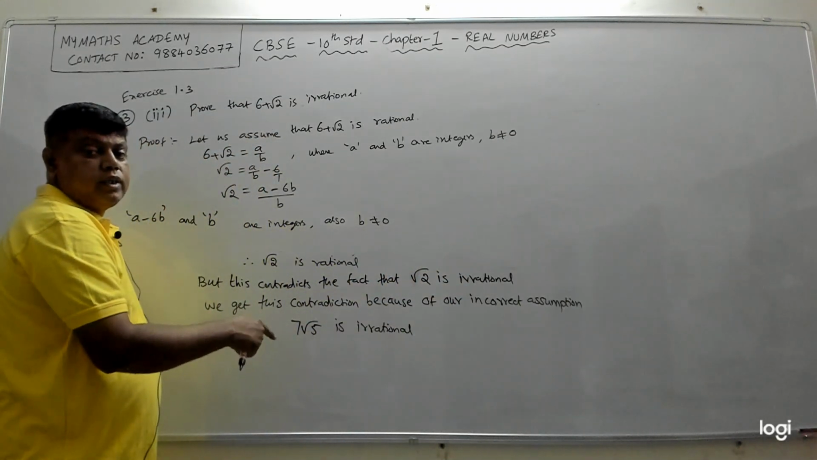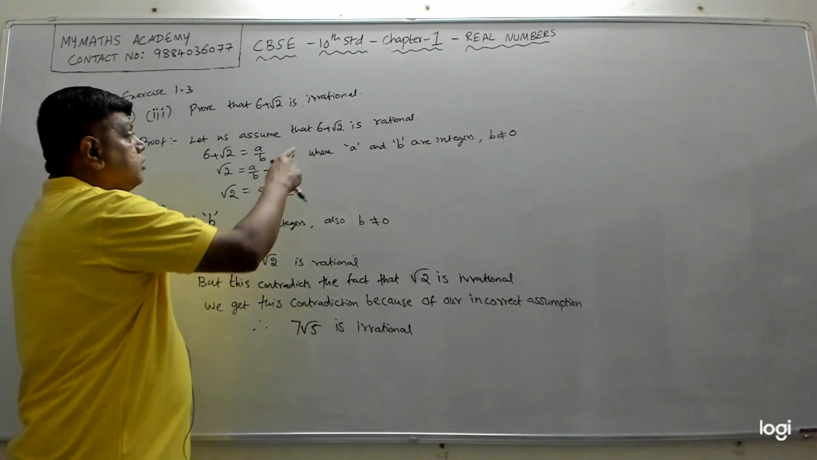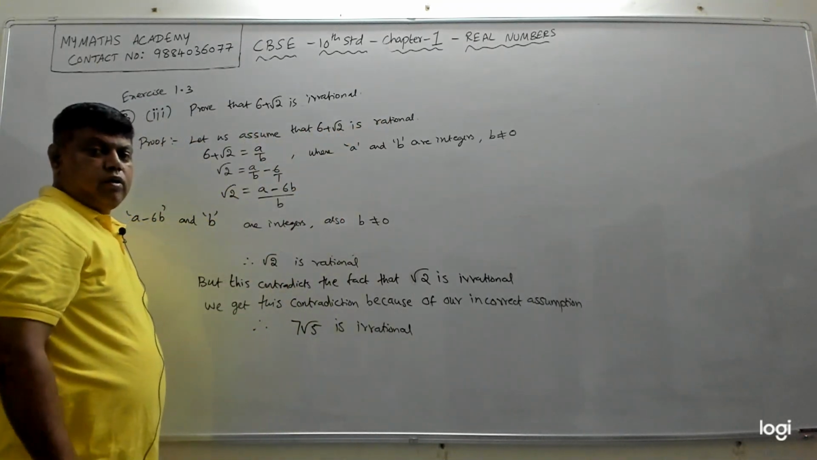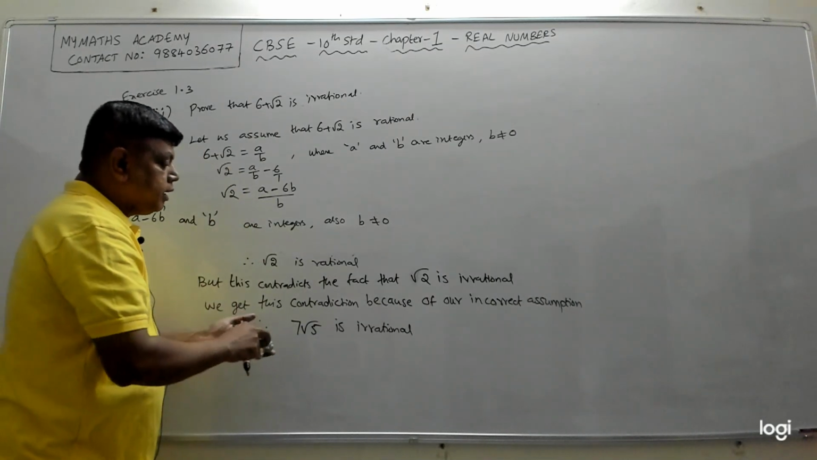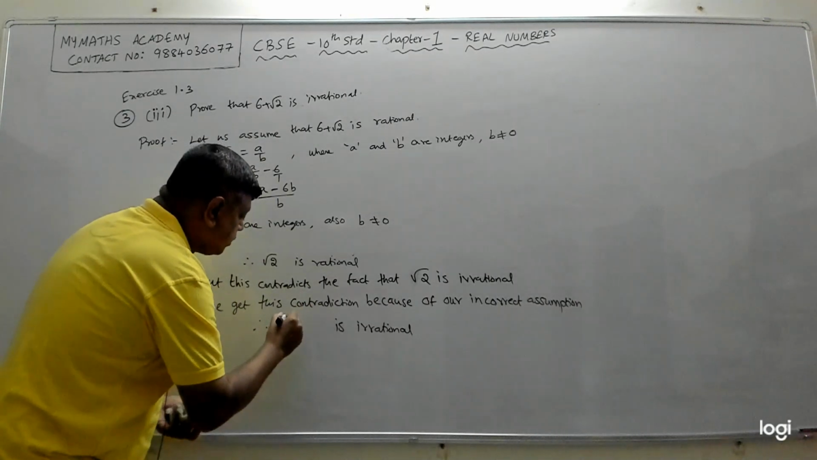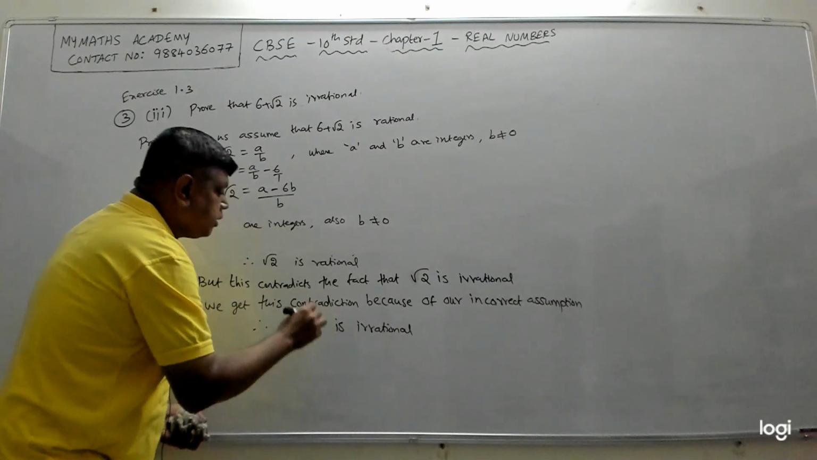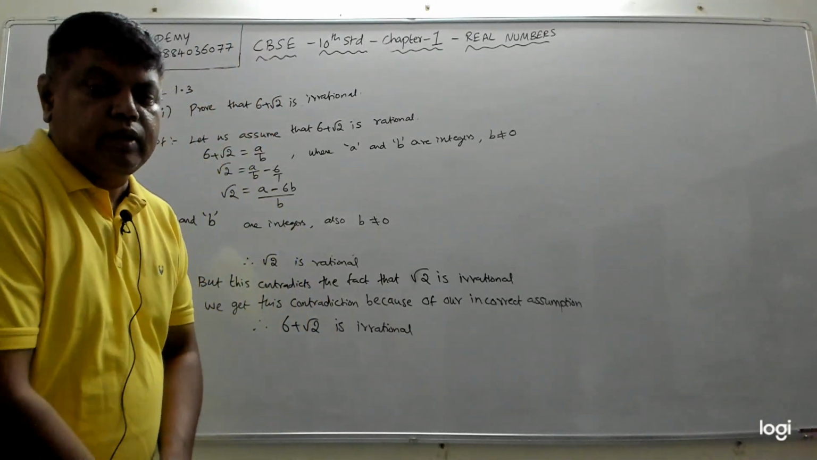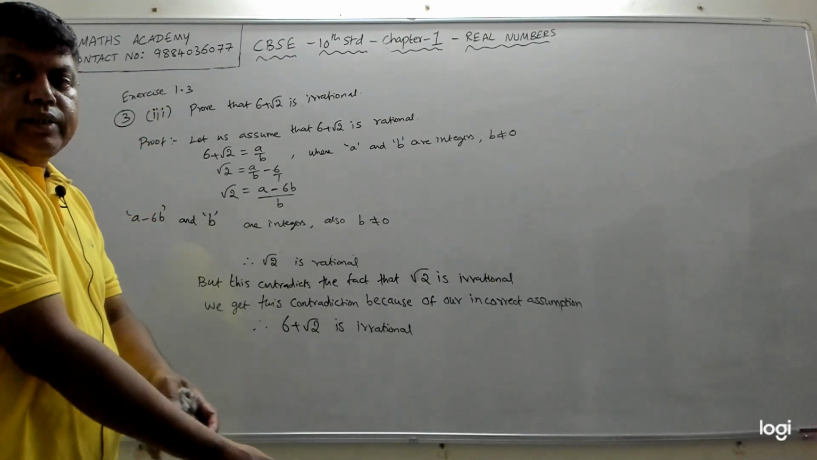We get this contradiction because our assumption is incorrect. Therefore this is an incorrect assumption. 6 plus root 2 is rational is wrong. Therefore 6 plus root 2 should be irrational. So this is how we prove that 6 plus root 2 is irrational.